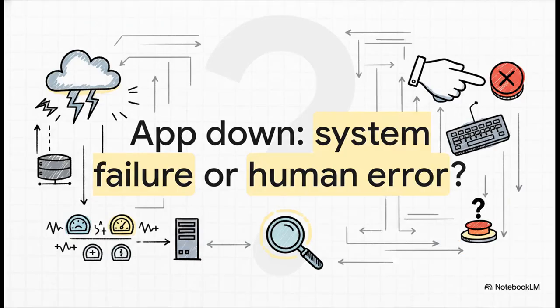So let's paint a picture here. Imagine it's 3 a.m., your pager goes off, and your application is totally down. What's the first thing you think? Is it a system failure? Is a server just completely overloaded? Or did somebody push some bad code, a human error? Answering that question is exactly what these two services are designed to do.